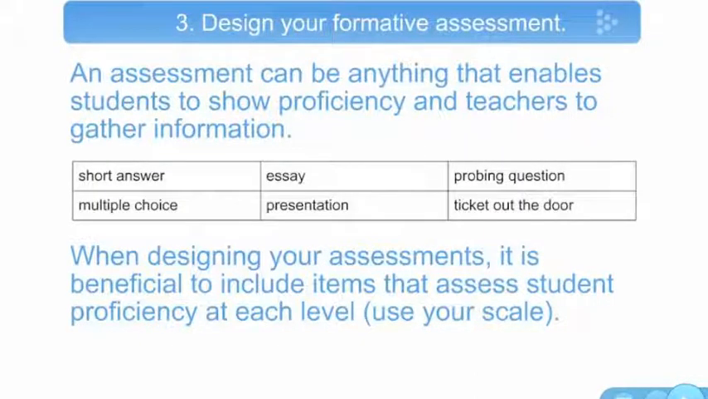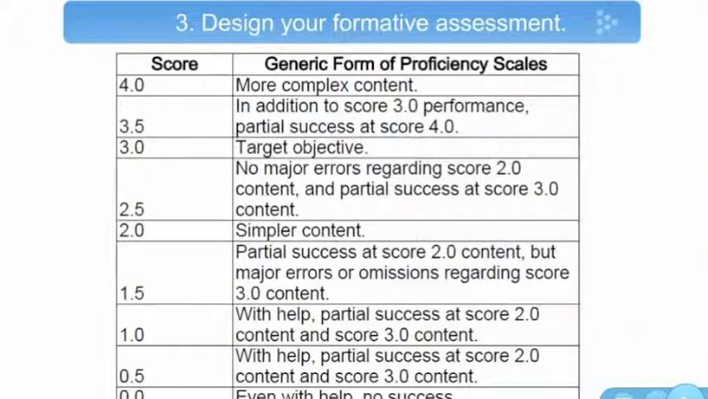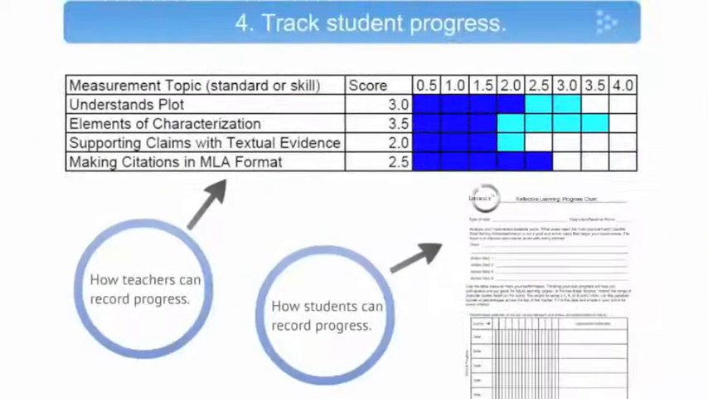So as we're designing our assessments, we should include items that assess students' proficiency at each level on our scale, so that some questions would be at the 1.0 level if they got that question right. Some questions would be at the 2.0 level if they got that question right. Some would be at the 3.0 level, some would be at the 4.0 level. And if we design our assessments this way, it really makes it pretty easy to tell students and ourselves what level of proficiency our students have.